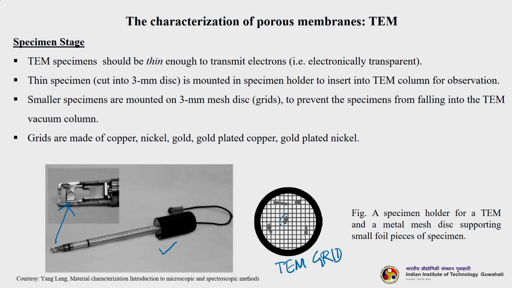You are seeing now, please see this, these are specimens. The size should be more than the size of the grid holes here. This is one grid, this particular grid. So, the specimen size should be more than a single grid size, otherwise the vacuum will try to pull it inside the TEM. Grids are made of various materials. Copper is usually used. We can have nickel, gold plated copper and gold plated nickel also. Those are very costly, so that is why copper grids are usually used.